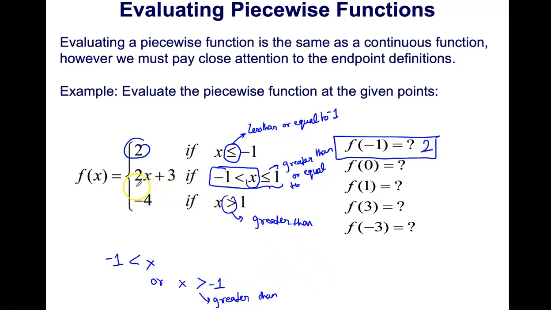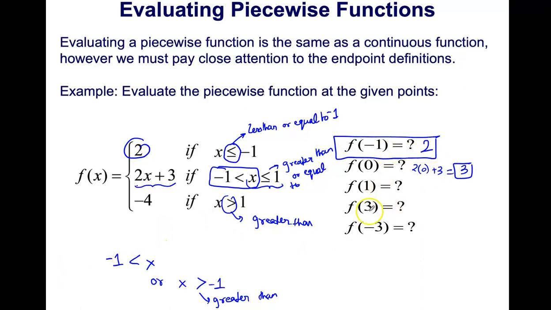So in this case, if I have to find f of 0, I will replace this x by the value 0. So it will be 2 times 0 plus 3. So my answer will be 3 over here. So this is how we evaluate.